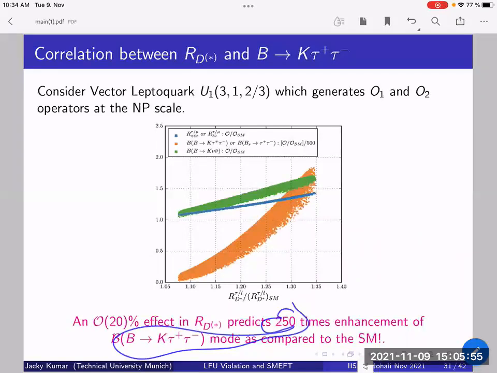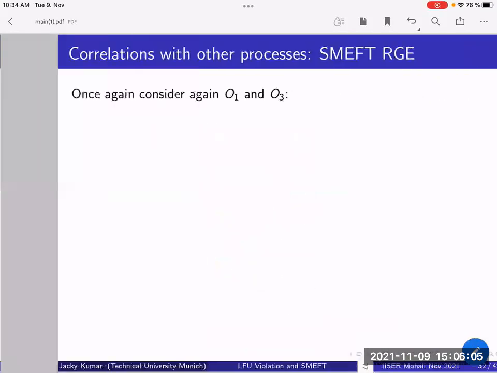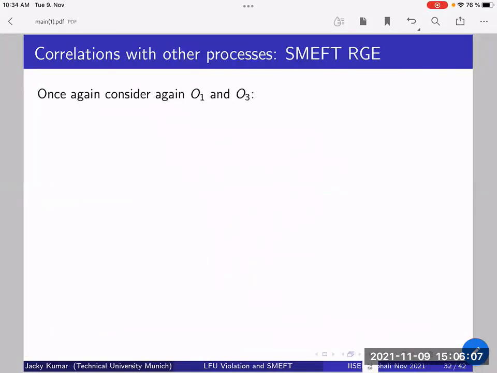For example, if these anomalies in RD star are confirmed, you must also see a huge enhancement in B to K tau plus tau minus modes. Okay, so that was only tree level. Now at one loop level.